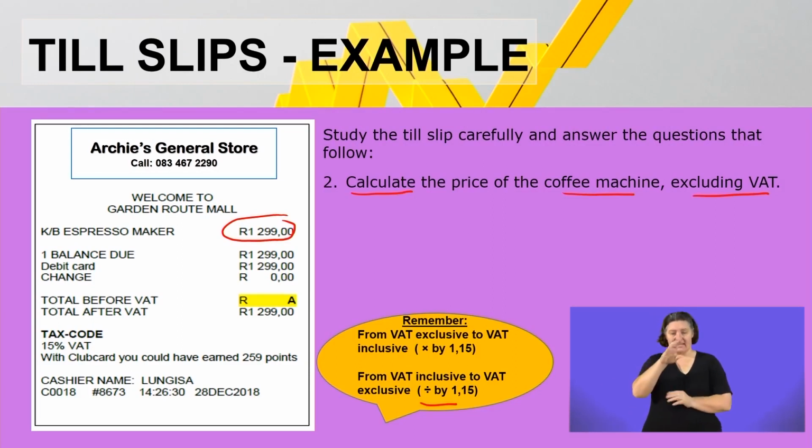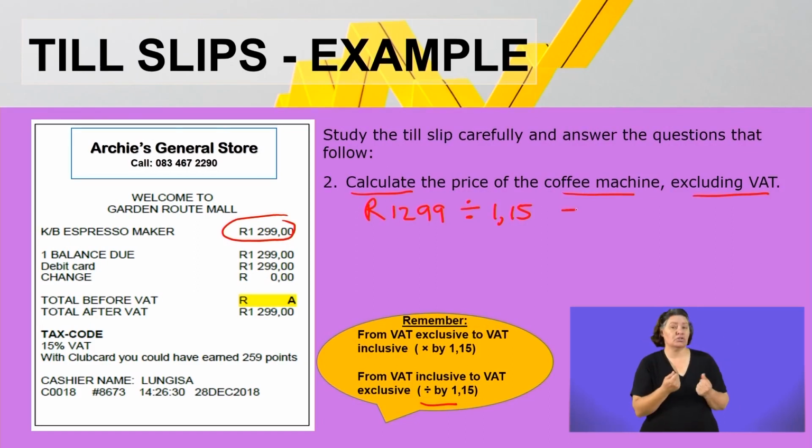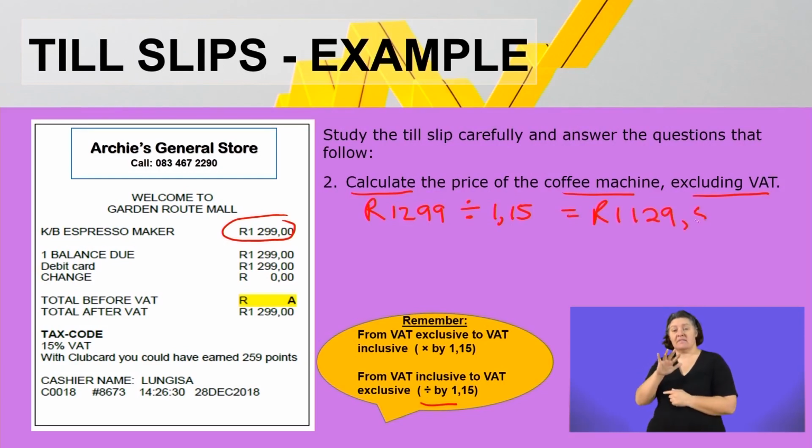Now here, I have the VAT inclusive amount, right? We want to know what is VAT exclusive. So therefore, I will take 1,299 Rand, and I'll divide that by 1,15. So let's type that in to see. So it's 1,299 Rand divided by 1.15. So if you do that calculation, you'll end up with an amount of 1,129 Rand. And I'll quickly show you the rounding off.